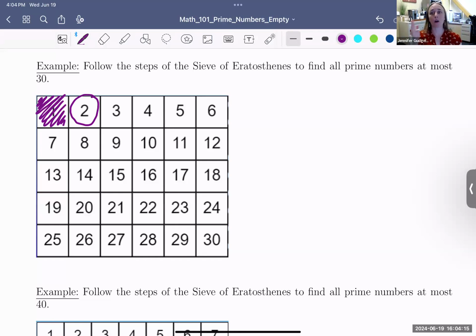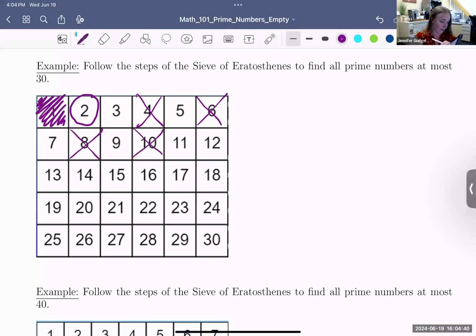Now we cross out all of the multiples of 2. So 2 is circled. 2 times 2 is not a prime because it is a composite. It is a product of a prime and another number. All right, 2 times 2 is 4, not a prime. 2 times 3 is 6, therefore 6 is not a prime. 2 times 4 is 8.